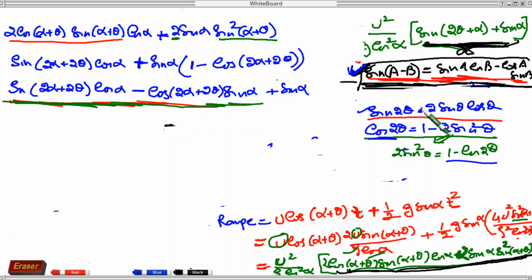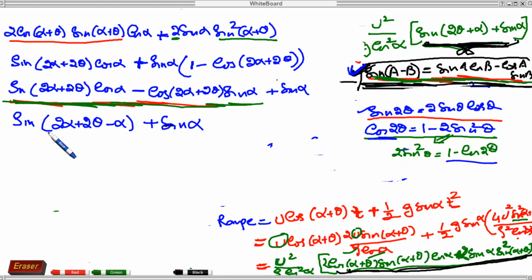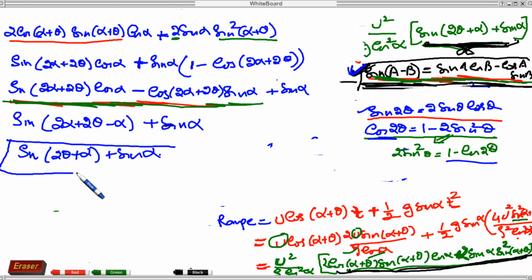That will be implemented here, this one. So our equation will now become sine a minus b. So sine of 2 alpha plus 2 theta minus alpha plus sine alpha. So it will become sine of 2 theta plus alpha plus sine alpha. So this is the required output.